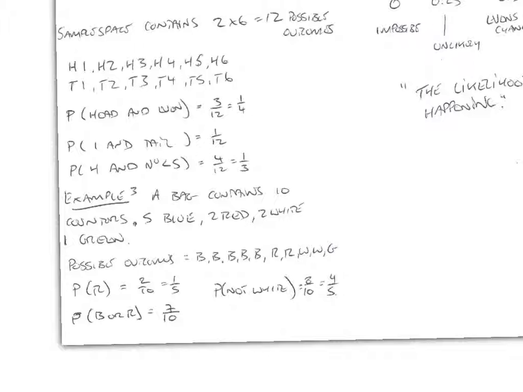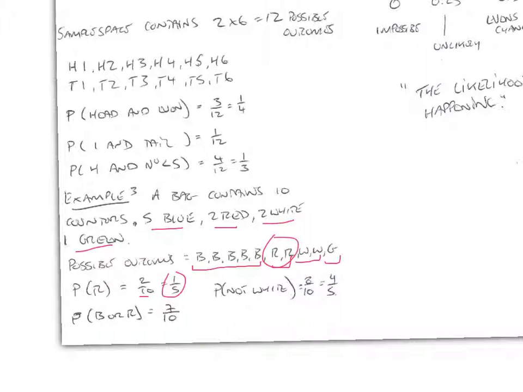Now, third example. A bag contains 10 counters: 5 are blue, 2 are red, 2 are white, and 1 is green. So our sample space, our possible outcomes, if we were to put our hand into the bag and pick a counter out, is 5 blue, 2 red, 2 white, and 1 green. What's the probability of finding a red? Well, there's 2 reds in 10, so it's 1 in 5.